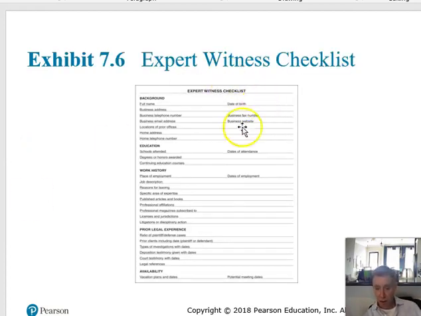So here's just a form with an expert witness checklist. Since they're going to need specialized knowledge, you have to record what that knowledge is, how they got it, whether they worked in the industry, what their education level is, and whether they've been in other court cases.